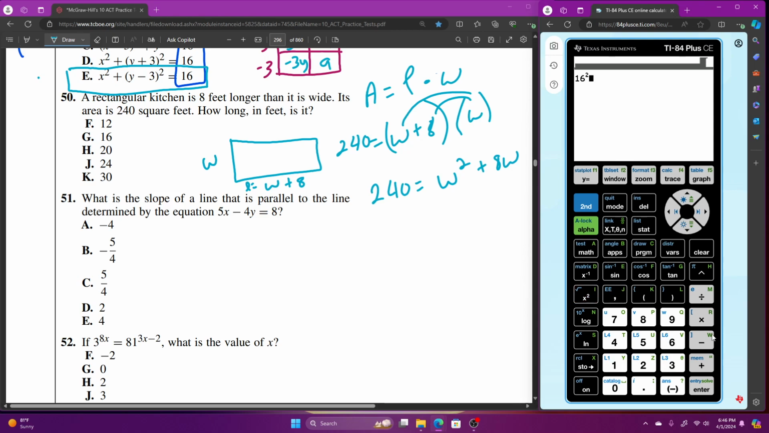16 squared plus 8. Why did I pick 16? That's not what answer choice F says. It says 12. I'm having to hold the dog and she's wiggling. I'm sorry.